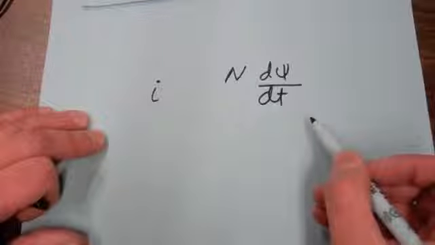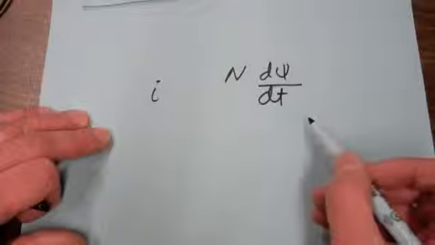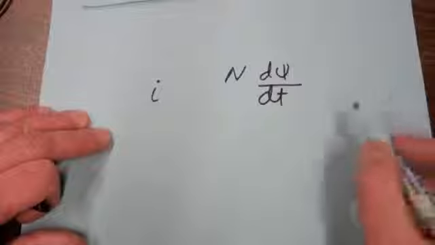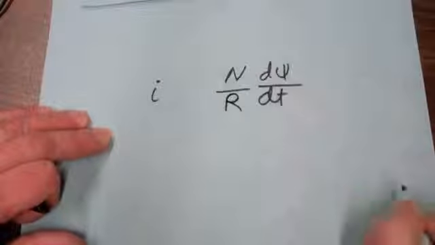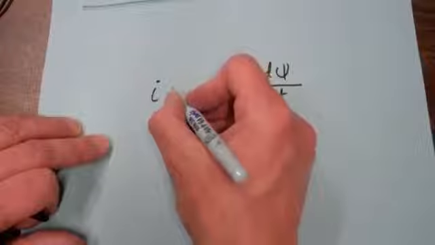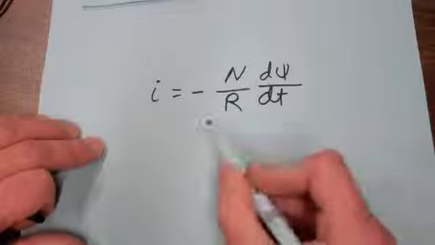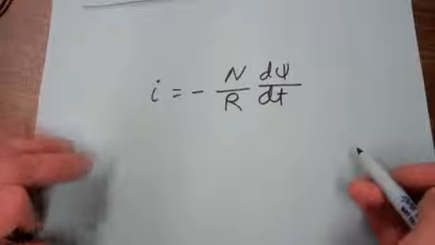Now, if we were to monitor the resistance of the whole circuit, that is of the coil and the wires and the ammeter, we would find that the current was inversely proportional to the total resistance of the circuit. Now, this equation is usually written as I equals minus N over R dψ/dt, and we'll talk about the significance of this minus sign in a future video on Lenz's law.